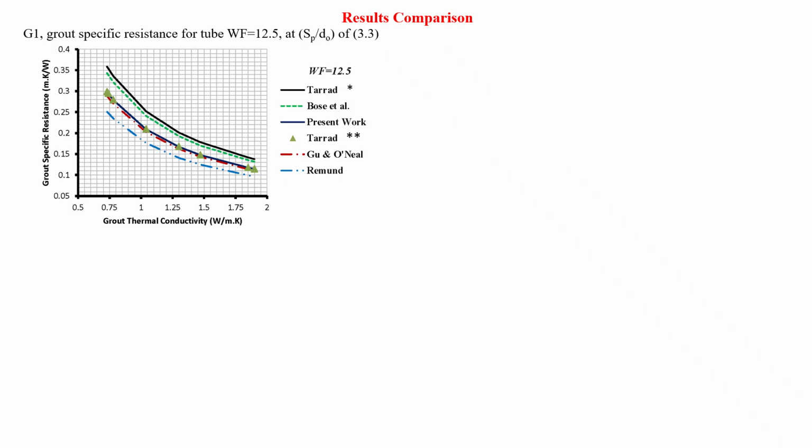It was around 0.25 meter Kelvin per watt, and the minimum value was obtained when the thermal conductivity is around 1.9, which is the highest thermal conductivity in our examination, and it was a value less than 0.25, around 0.15 for Tarad star, and around 0.1 for Raymond. This is for geometry G1.